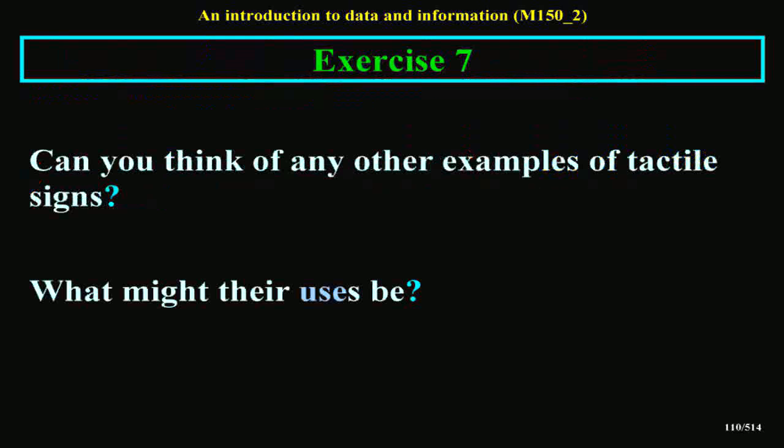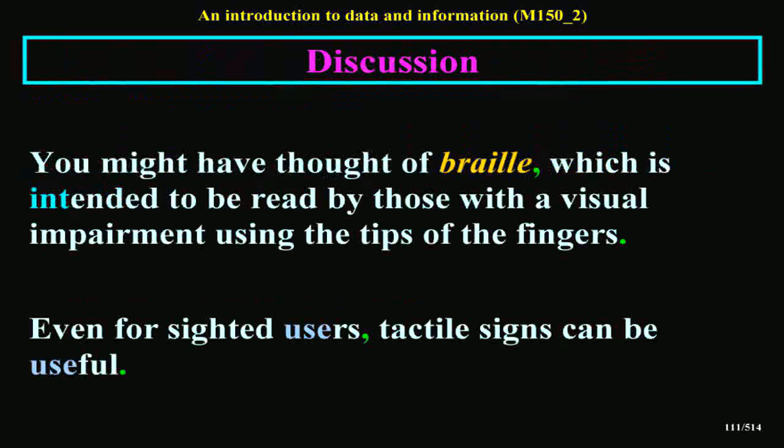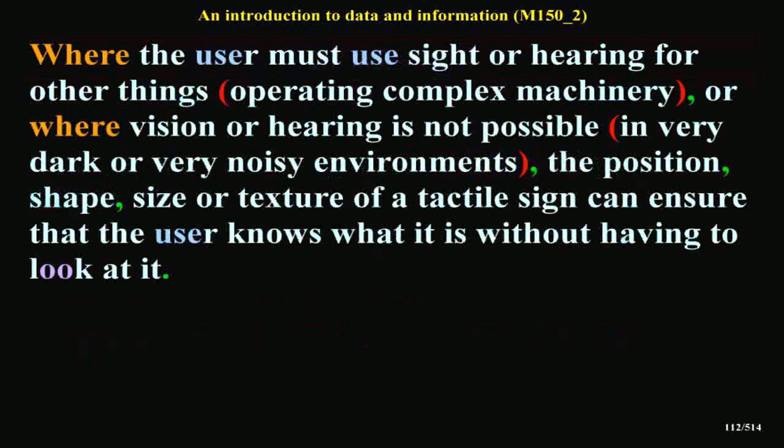Exercise 7. Can you think of any other examples of tactile signs? What might their uses be? Discussion. You might have thought of Braille, which is intended to be read by those with a visual impairment using the tips of the fingers. Even for sighted users, tactile signs can be useful. Where the user must use sight or hearing for other things, operating complex machinery, or where vision or hearing is not possible in very dark or very noisy environments, the position, shape, size or texture of a tactile sign can ensure that the user knows what it is without having to look at it.